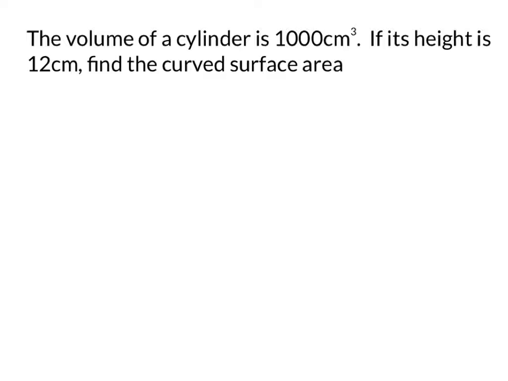The volume of a cylinder is 1000 centimeters cubed. If its height is 12 centimeters, find the curved surface area. So two concepts here, we've got volume and we've got curved surface area.